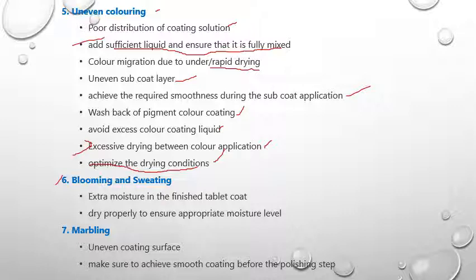Sixth one is blooming and sweating. Extra moisture in the finished tablet coat. For this remedy, dry properly to ensure an appropriate moisture level. Marbling, caused by an uneven coating surface. Make sure to achieve a smooth coating before the polishing step. This is the remedy for the marbling.